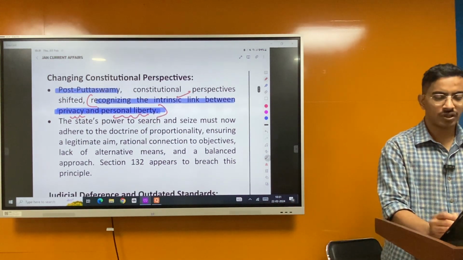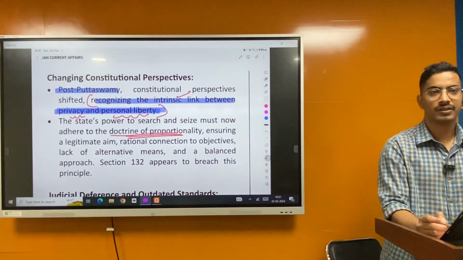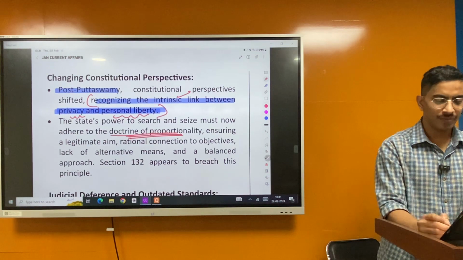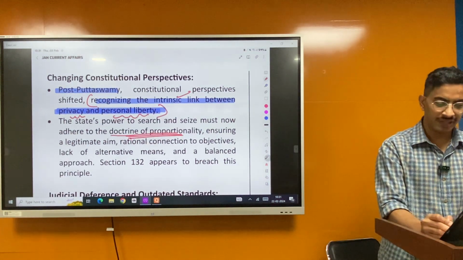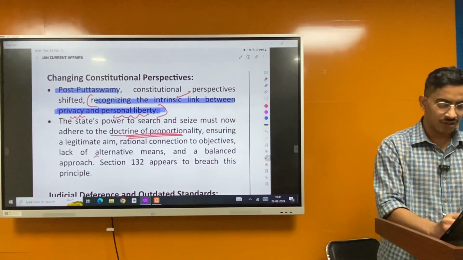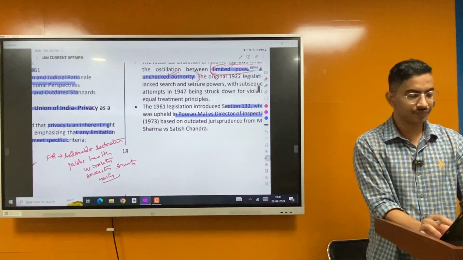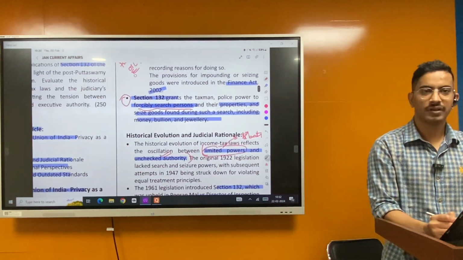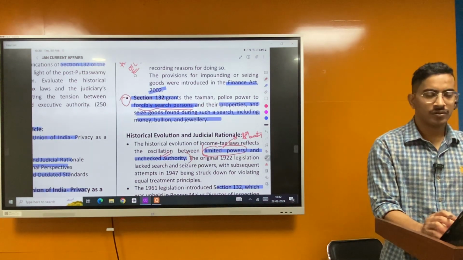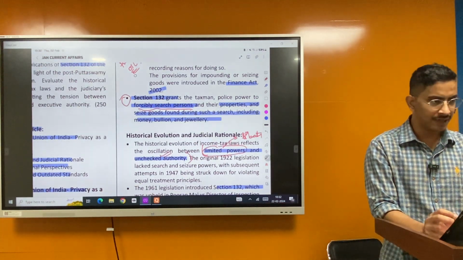The state power to search and seize must now adhere to the doctrine of proportionality, ensuring a legitimate aim, rational connection to objectives, lack of alternative means, and a balanced approach. Section 132 appeared to breach the principle. What was Section 132? Forcefully search a person, right? So you can mention this right to privacy case, Section 132 of the IT Act. Okay.